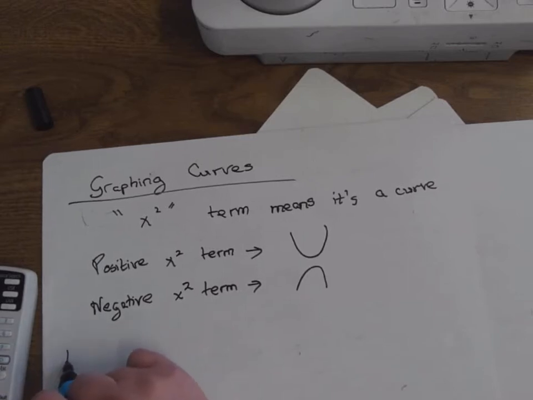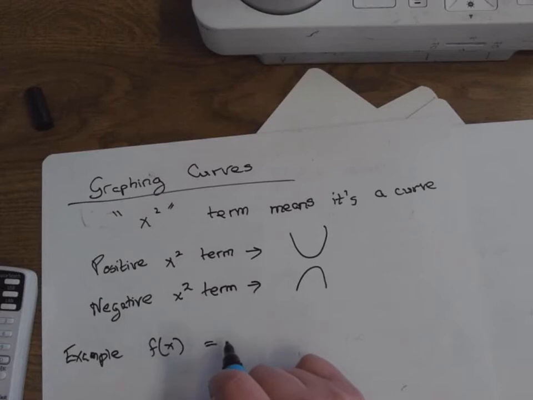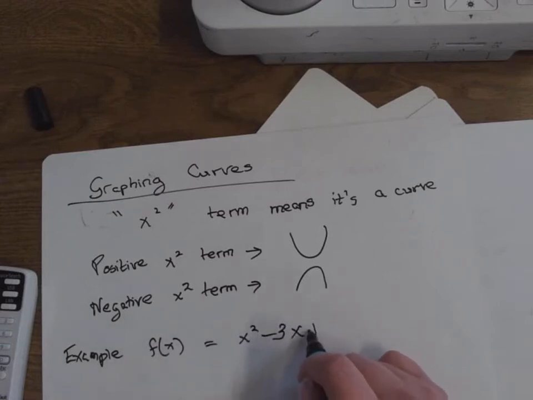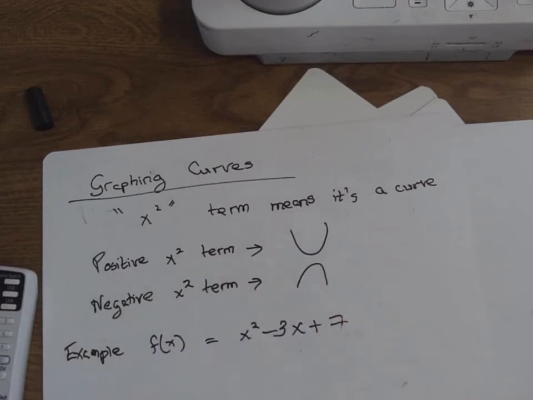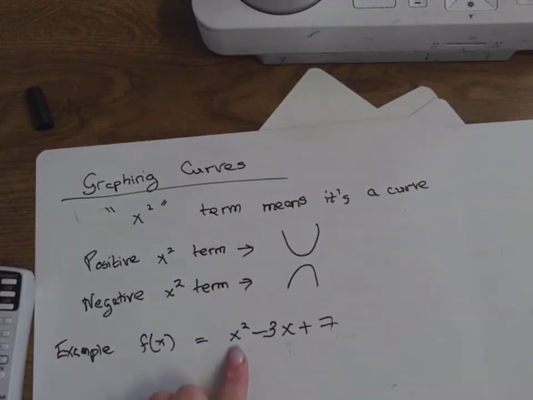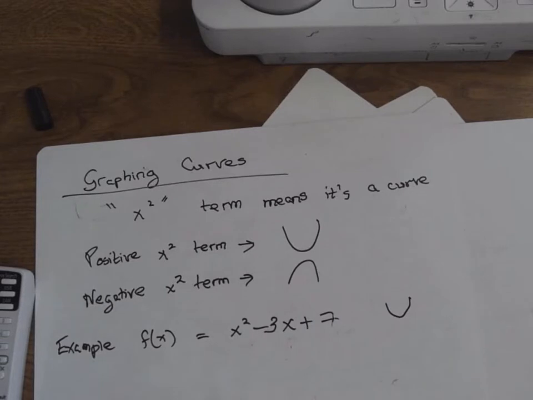So examples. If I said draw the function f of x is equal to x squared minus 3x plus 7, what shape would that be? There's an x squared term, so you know it's either happy or sad. Is that x squared term positive or negative? Has it a plus in front of it or a negative? It's positive, so you're smiling. So when you draw that curve, it'll be a smile.